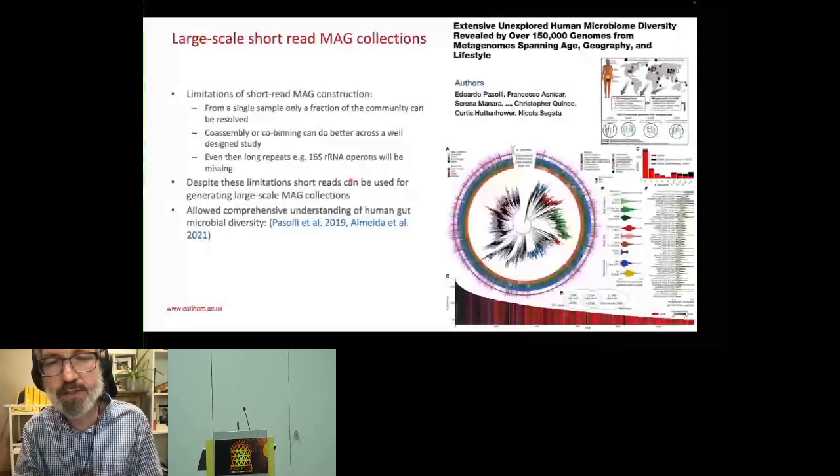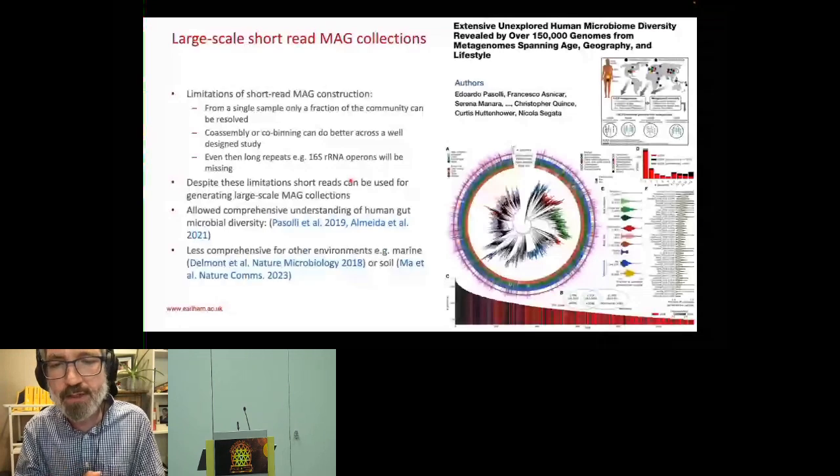So this is nicely illustrated, say, by this paper by Pozzoli et al. They got 150,000 MAGs from 80,000 gut samples. It seems to work less well for other environments. So I was involved in a study of generating MAGs from the Tara Oceans data sets. And there, I think we were estimating we were getting about 15% of the genomes. There have been some recent studies building MAGs off soil, but I suspect that those are even less representative.